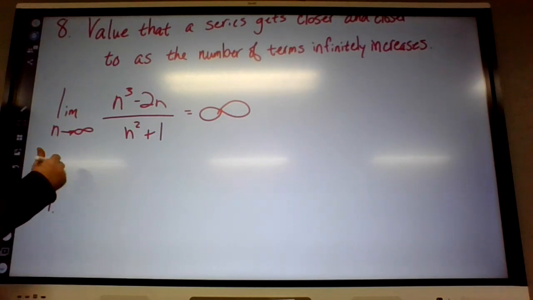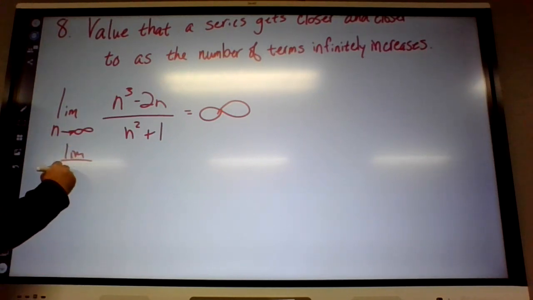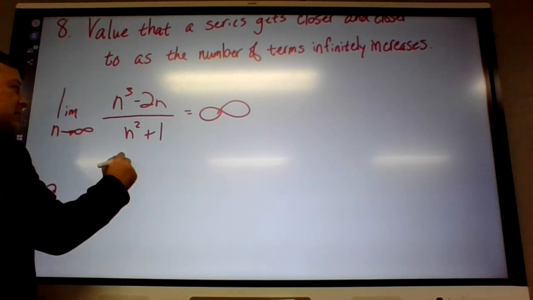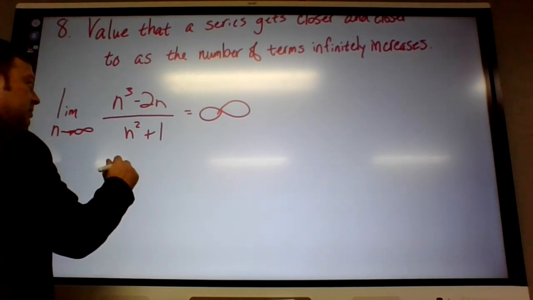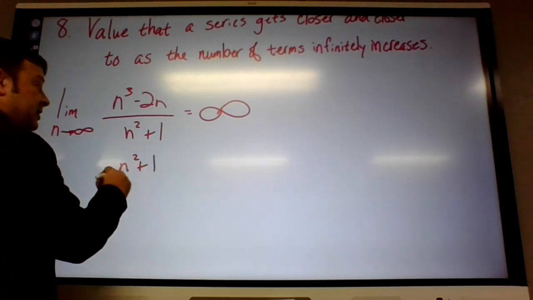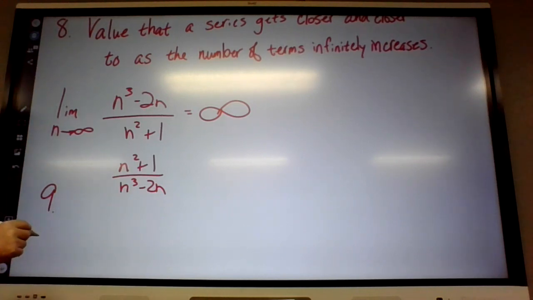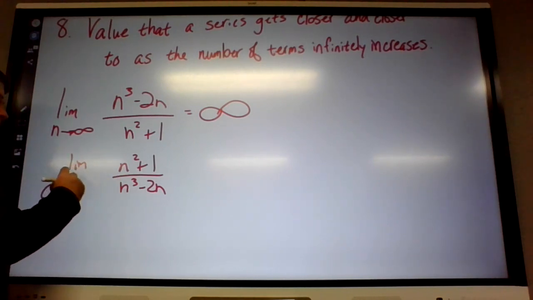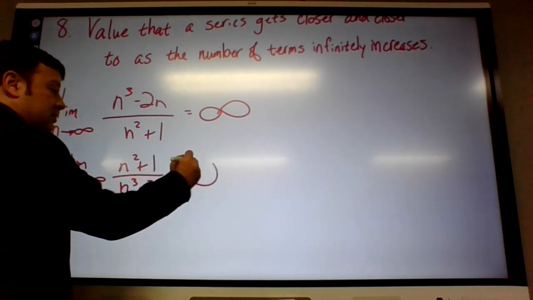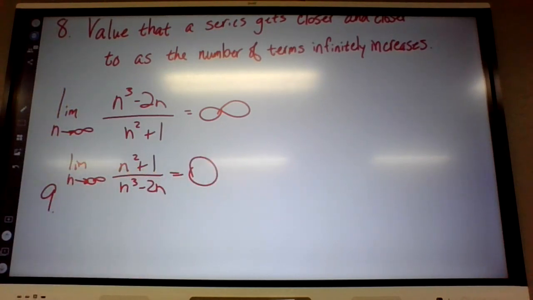Okay, and if you switch those around, what happens? So if I just put it upside down. If the power on the bottom is larger, what's going to happen? It's closer to zero. Right, because it's like 1/100, 1/1,000, 1/1,000,000, 1/1,000,000,000. If the bottom is winning, it approaches a really tiny fraction, which approaches zero. So if the top is winning, it approaches infinity. If the bottom is winning, it approaches zero.